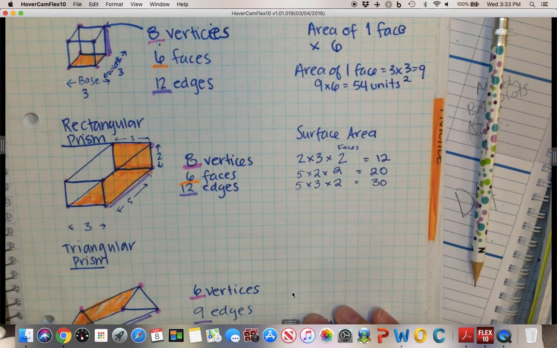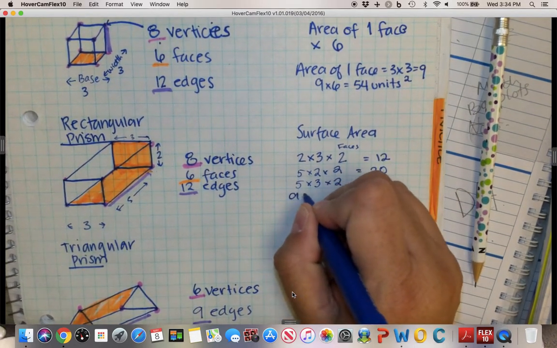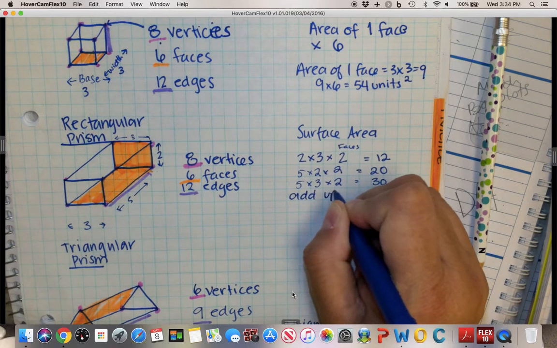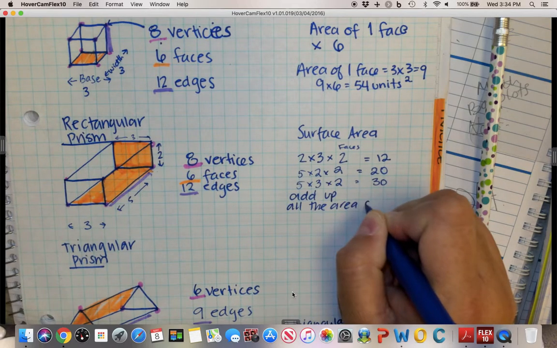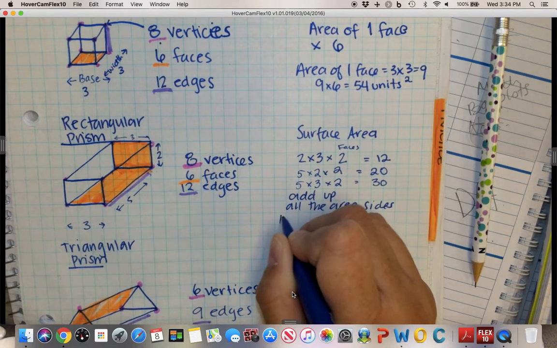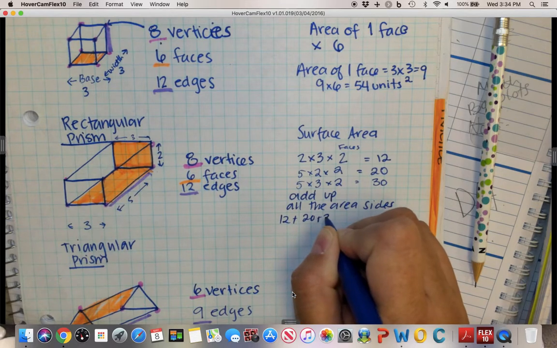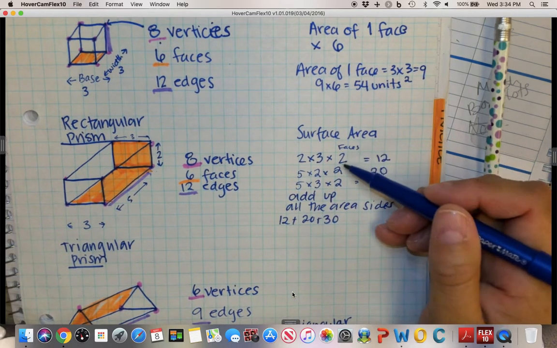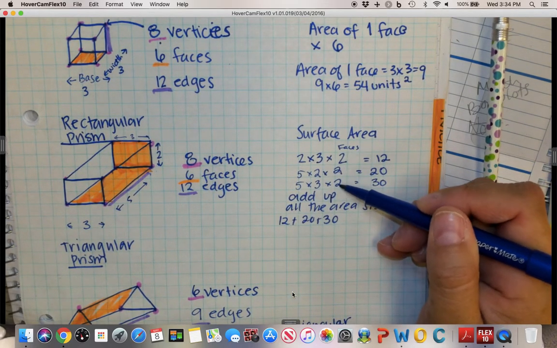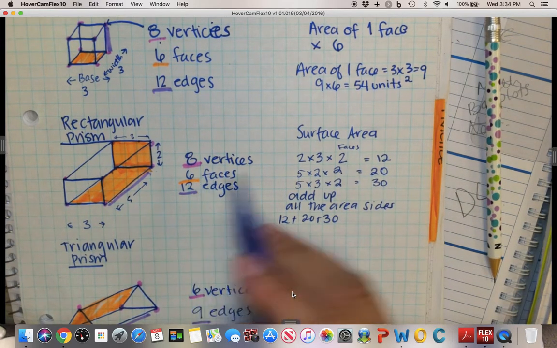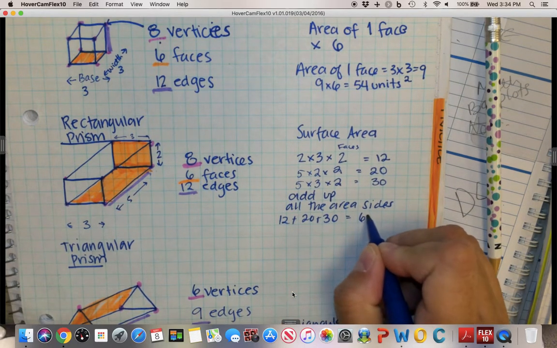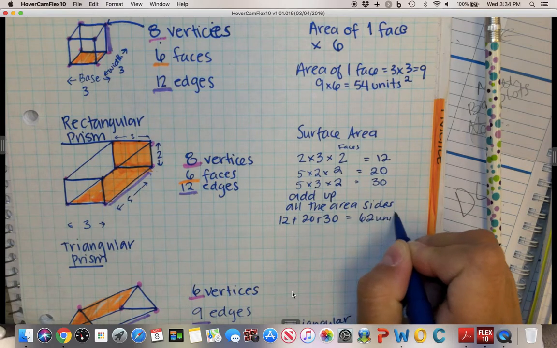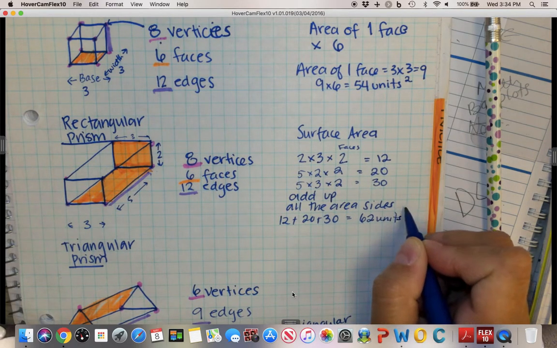And to get the surface area, all I have to do is add up all the area sides. So 12 plus 20 plus 30. And the faces here are 2, 4, 6. So I know I have all the faces. 30 plus 20 is 50. 50 plus 12 is 62 units squared.